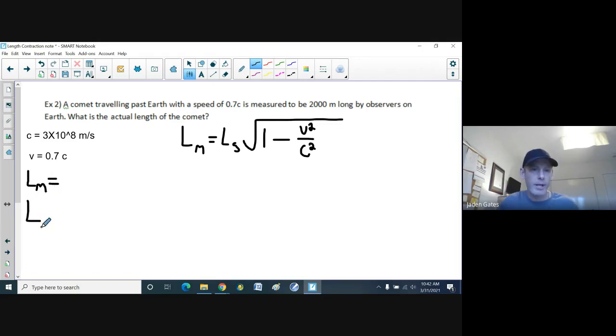All right, Lm and Ls. Now, when this comet is traveling past Earth, it's measured to be 2,000 meters long by observers on Earth. If that comet is traveling past Earth, to us, it is moving. So I'm going to put Lm as 2,000 meters.